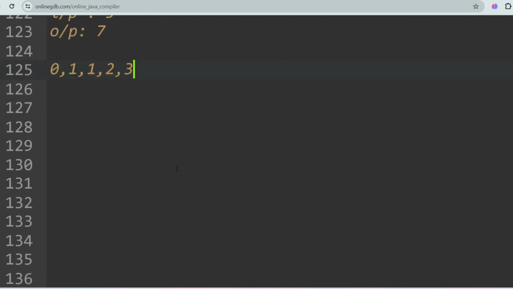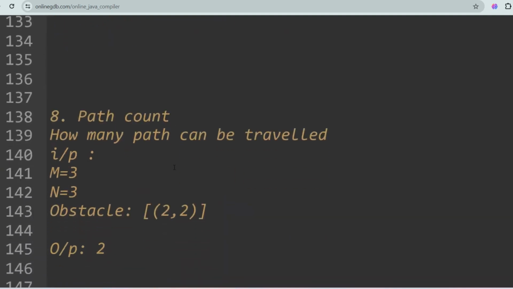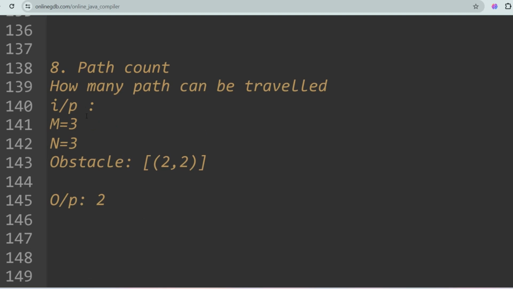Okay, so go to the next question, that is path count, right? In this problem you are given an input like the matrix length, a 3 cross 3 matrix, m and n values. Then you are given an obstacle 2 comma 2, right? So you have been given these three values as input. Then you are asked how many paths can be traveled by someone, right?